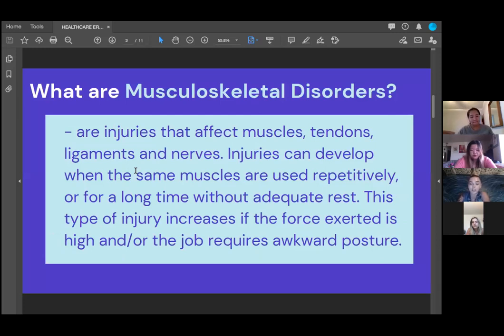Musculoskeletal disorders are injuries that affect muscles, tendons, ligaments, and nerves. The injuries can develop when the same muscles are used repetitively or after a long period of time without any adequate rest. And this type of injury increases if the force is exerted and the job requires an awkward position. So some examples are back, neck, and shoulder pain, carpal tunnel syndrome, and tendonitis. MSD can decrease productivity and the quality of one's work and product and services.